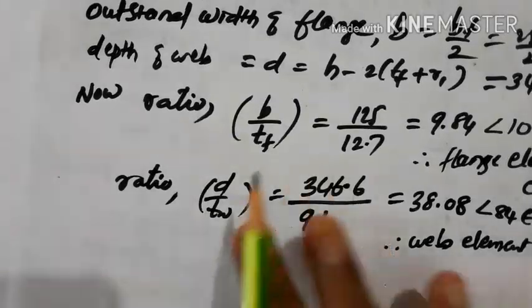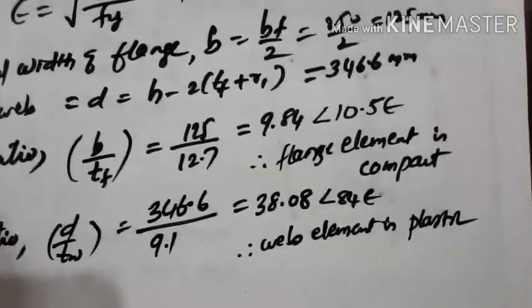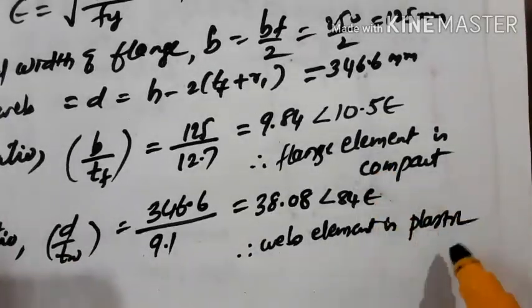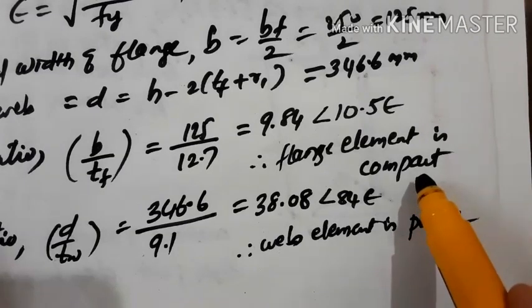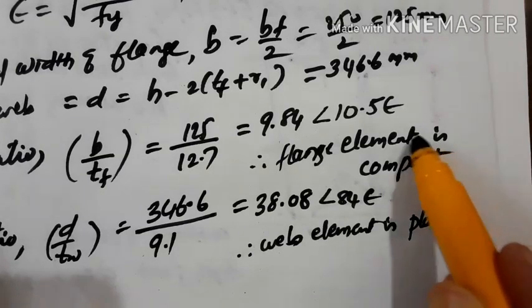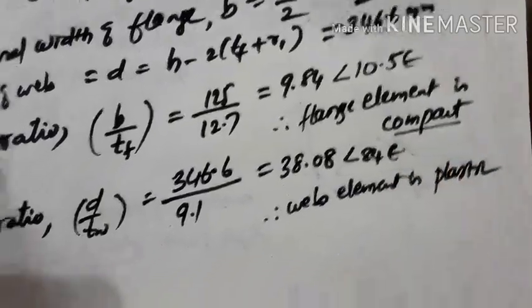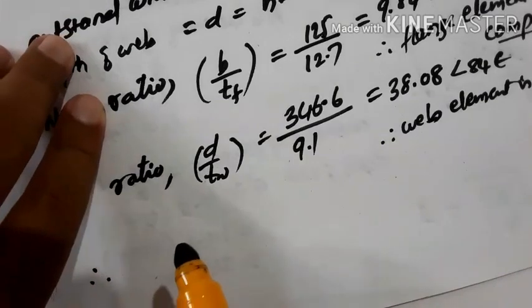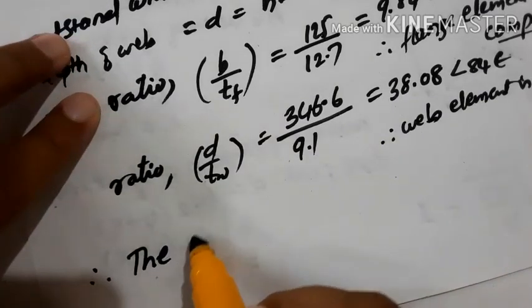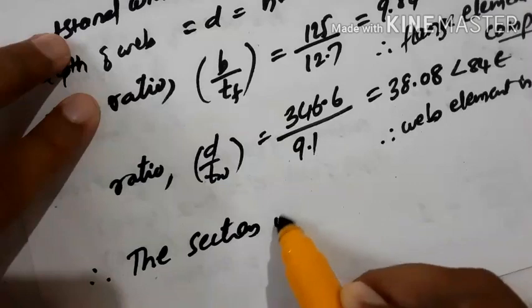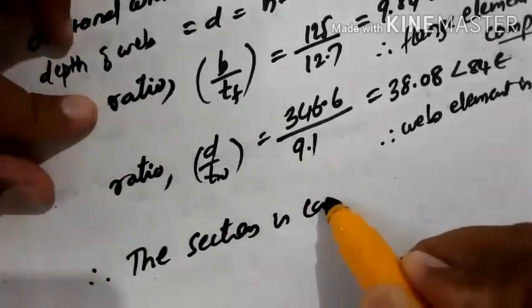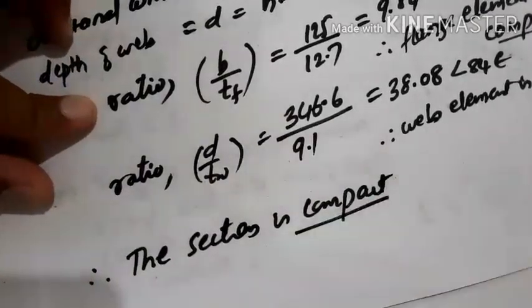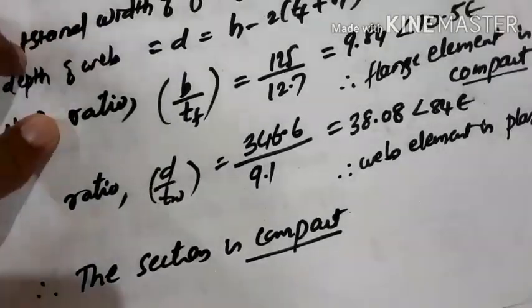So in this one, which is the least favorable classification? If I consider plastic is the highest one and next to plastic is compact, so compact is the least favorable. Hence the section is compact. So section becomes compact. Okay, I hope you understood this one. So let us take one more example.